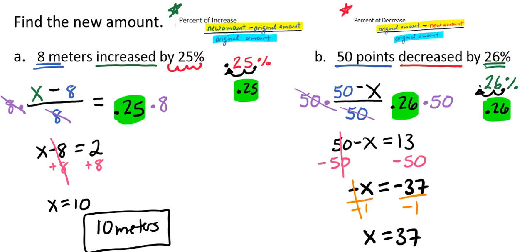So here, we are seeing that it's going to be decreased from 50 points to 37 points. And that is our solution. So that is how you find new amounts using percent of increase and percent of decrease.